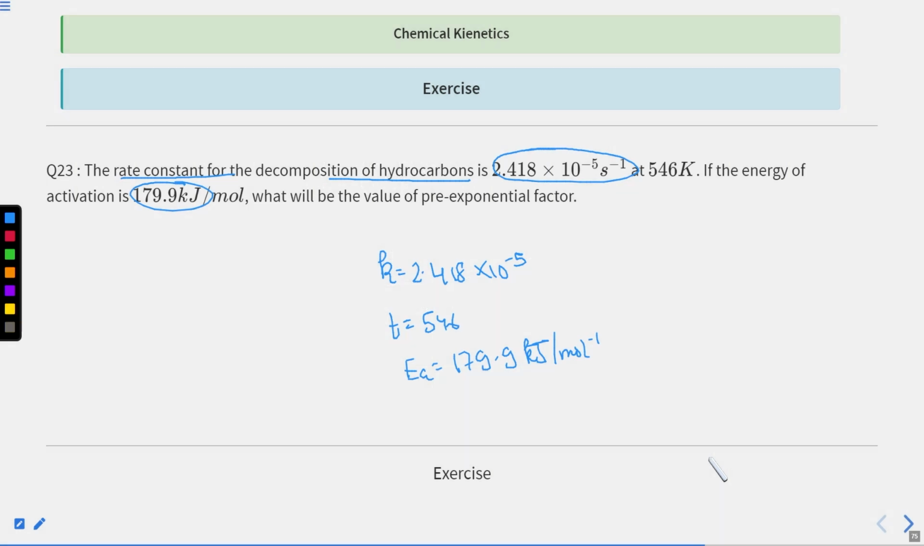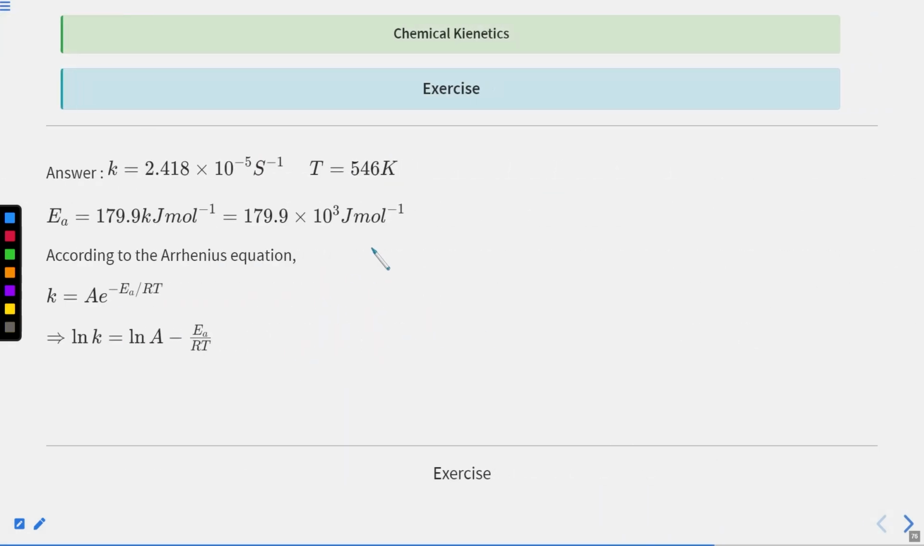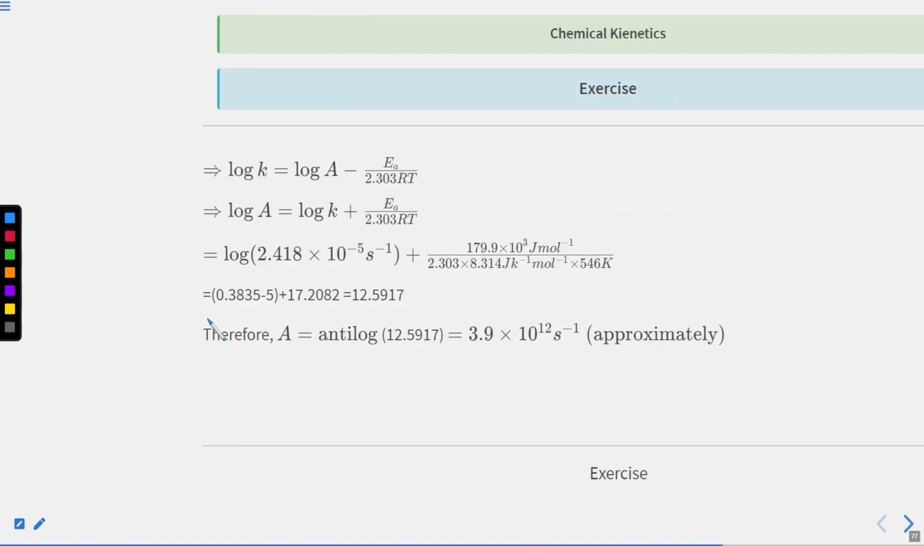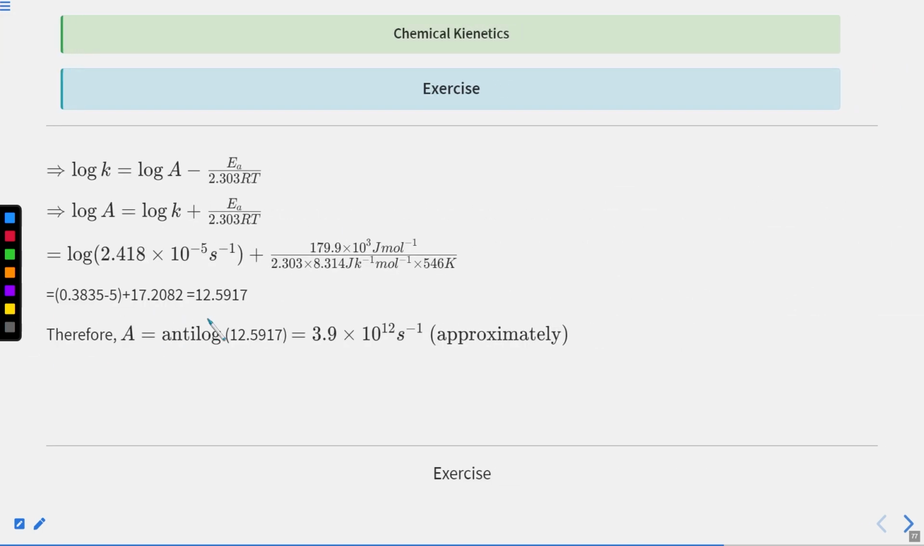Let us see the solution for this. K is given, T is given, Ea is given. Just put in all the values. You can expand it, or you can solve it the way I told you. You can solve in both ways.